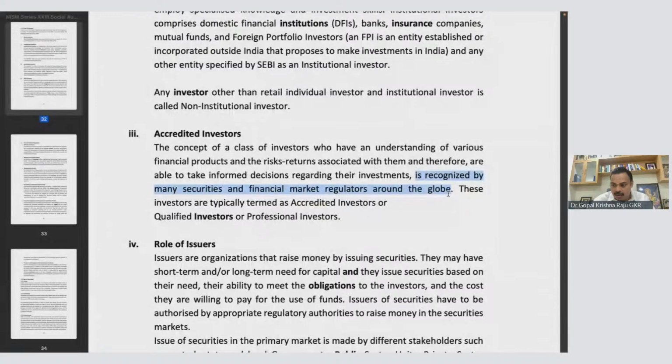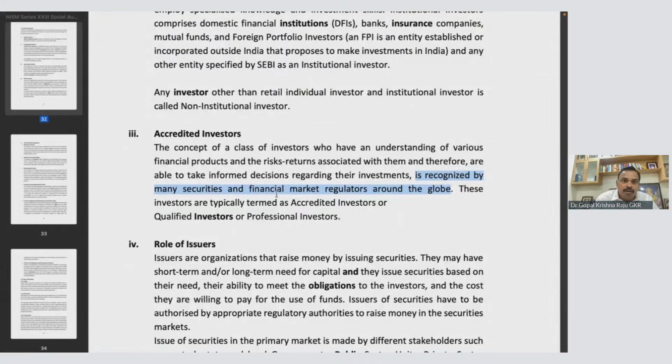So there should be some minimum rating, minimum standing of years, minimum activities. All these will be there. So there will be accredited investors and they will have funds with them. Once you satisfy certain norms, then the accredited investors, or the qualified investors, will choose you.